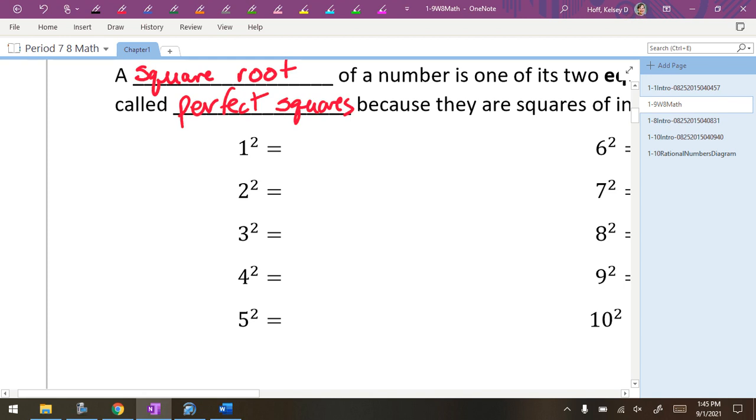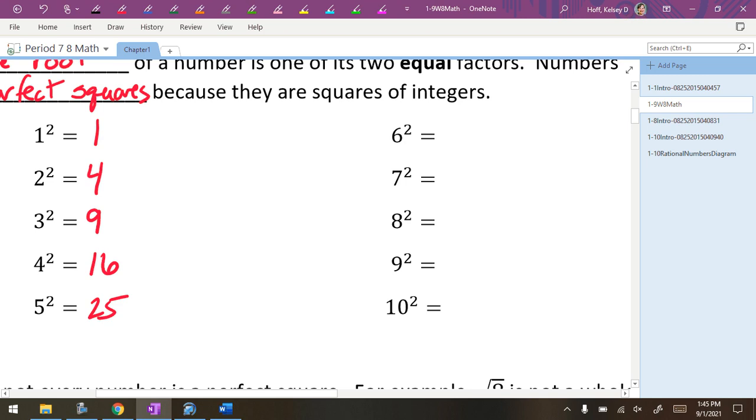So 1 squared is 1 times 1, which is 1. 2 times 2 is 4. 3 times 3, 9. 4 times 4, 16. 5 times 5, 25. 6 times 6, 36. 7 times 7, 8 times 8, 9 times 9, 10 times 10, 100. Most likely you know those just boom, boom, boom, your math facts under 10.